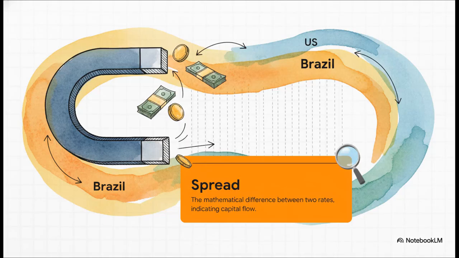And that brings us to the crucial concept here, the spread. It's simply the mathematical difference between the real rates of two different countries. Now, why does this matter to us? Because a wide positive spread acts like a giant magnet. When a country like Brazil offers a massive real return compared to the US, global investors rush in. They execute what's known as a carry trade, basically borrowing where rates are cheap and investing where rates pay out big.